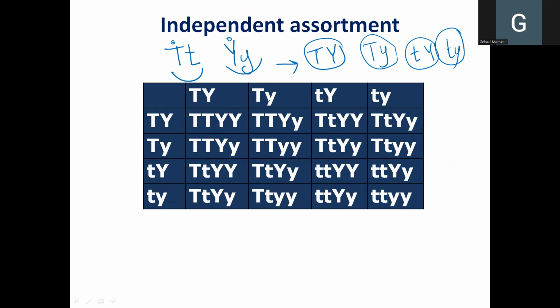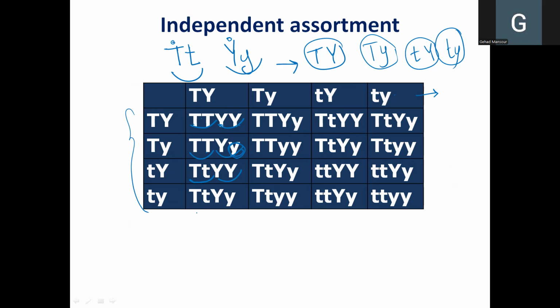So there are 4 possibilities of gametes for the first parent, for the first plant, and the same possibilities for the second plant. If you look at the results, you would find that there are 9 possibilities that are dominant for both. See here, dominant for both. I'm talking about the phenotype. So here, this is tall and yellow. Tall and yellow, although hybrid yellow, we are considering the phenotype.